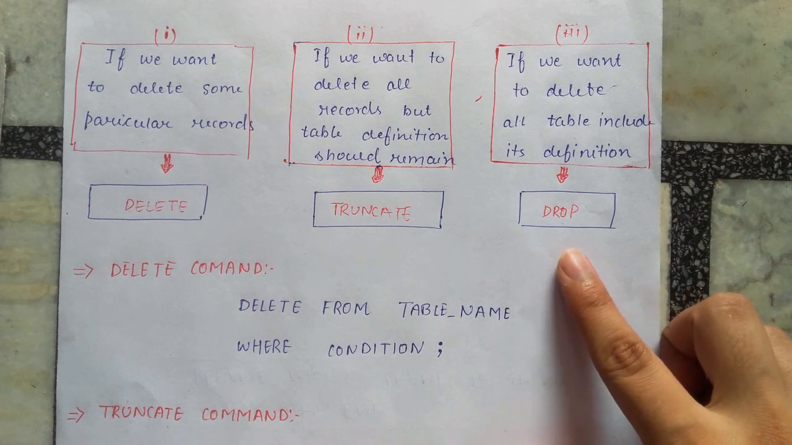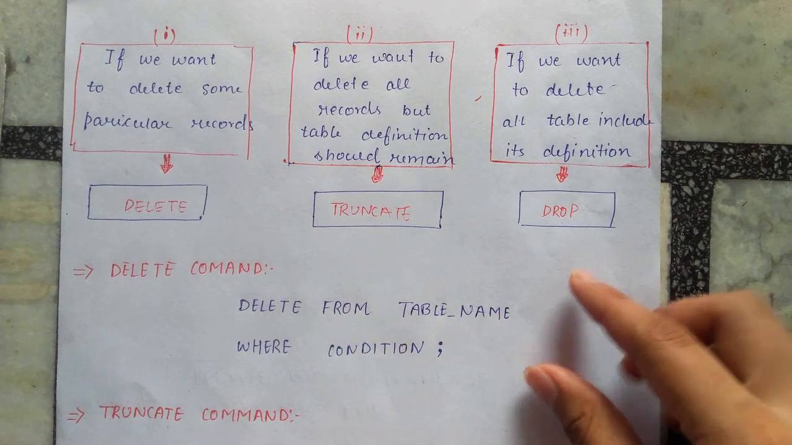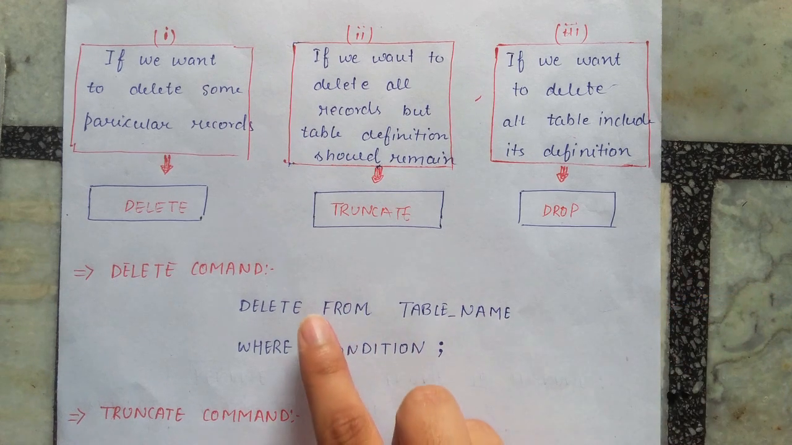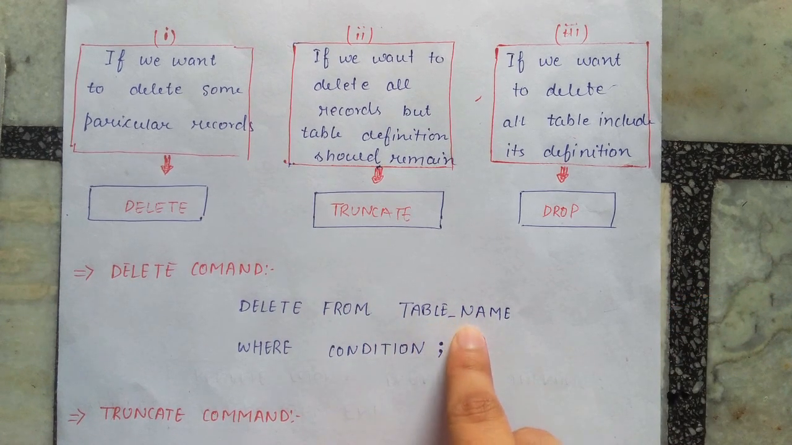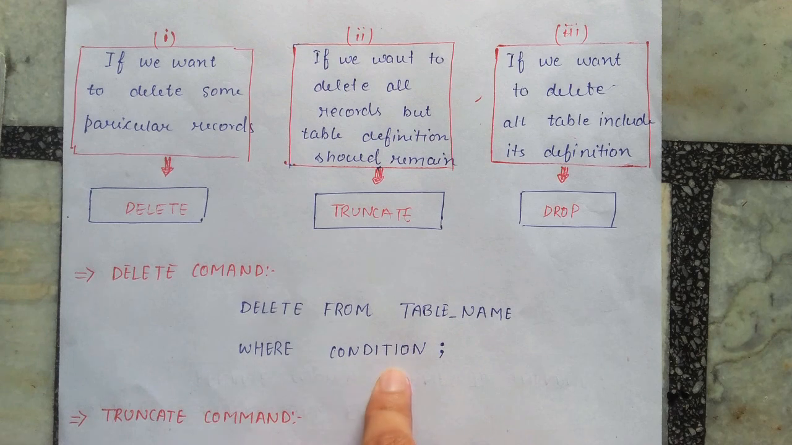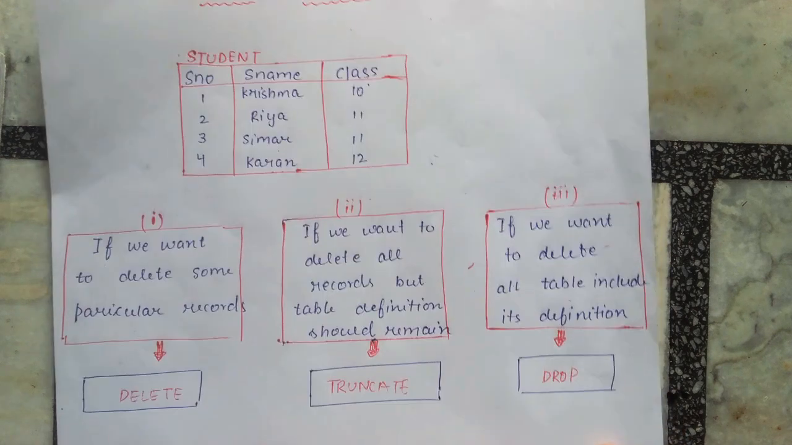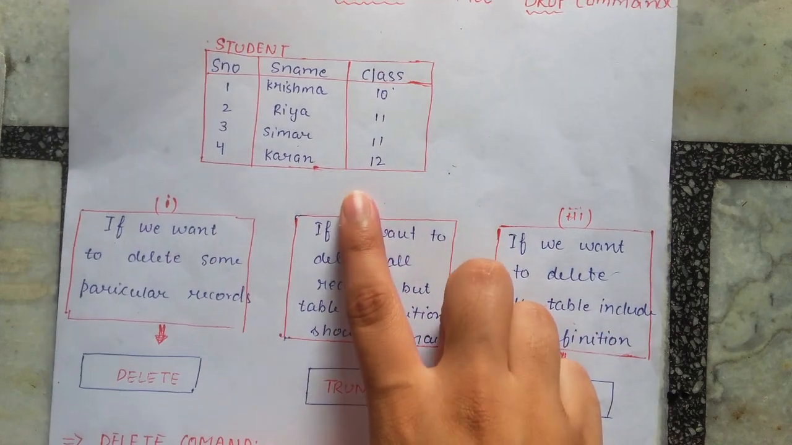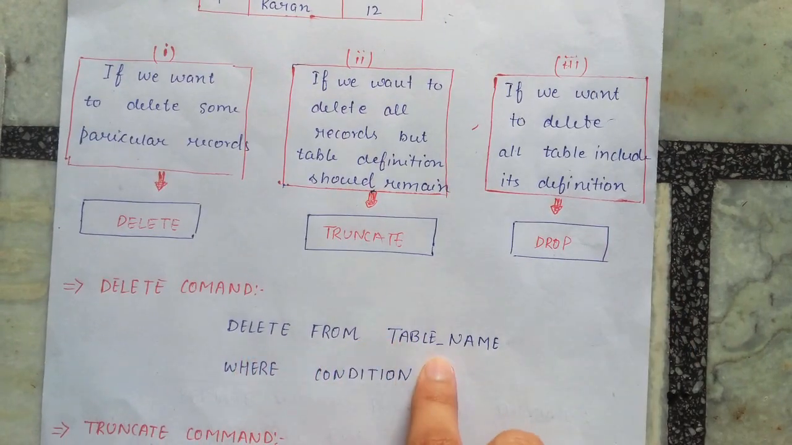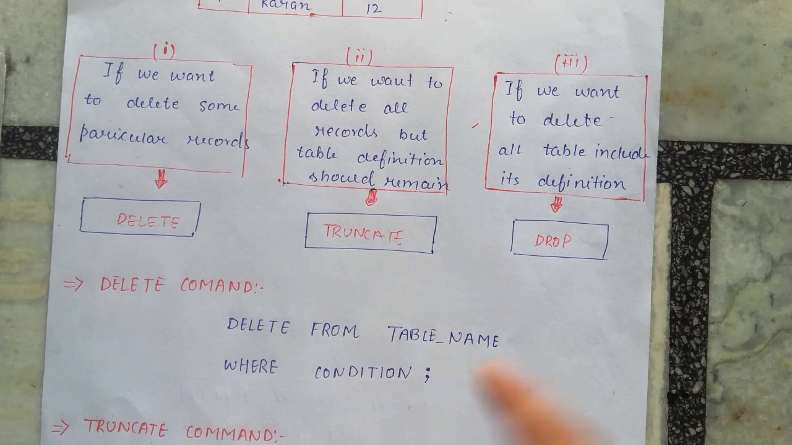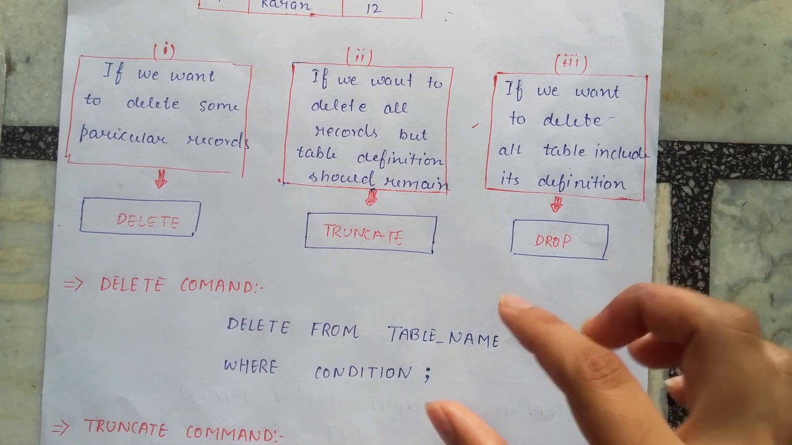The very first is the delete command. The syntax is: delete from the table name that we want to delete from, where condition. This is a where clause and the condition that we want. For example, to delete the students whose class is 11, we write: delete from student where class equals 11. So this is the use of the delete command.